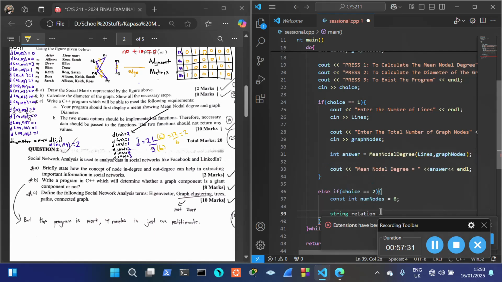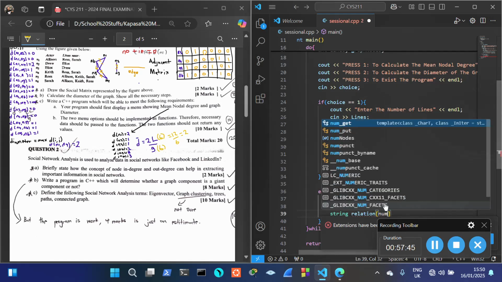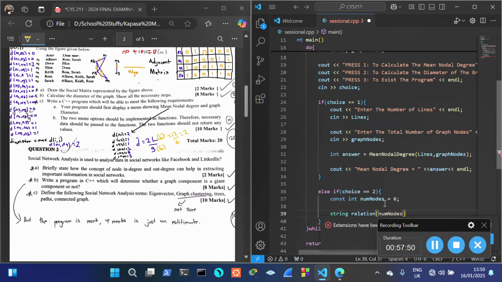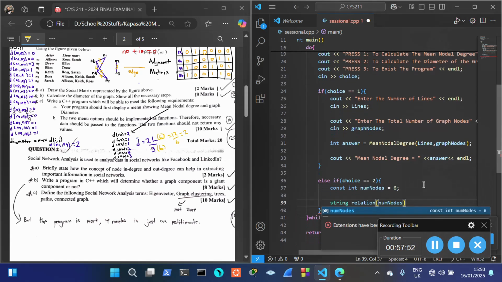So that relation should be passed to all these 6 nodes, and 6 is what we call num nodes. So here I'm going to say num nodes to represent 6. If you notice, we are also trying to create these relations, but the relations are above 6.